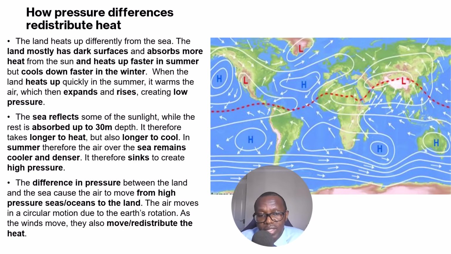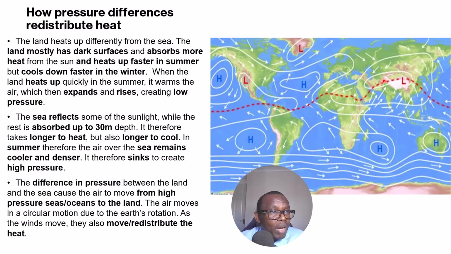And therefore, in the summer, the air over the sea will remain cooler and denser, and will therefore sink to create high pressure. Now, if you look at the weather map on this particular slide, you can see that most of the high pressure regions are over the oceans, and the low pressure areas are over the land.